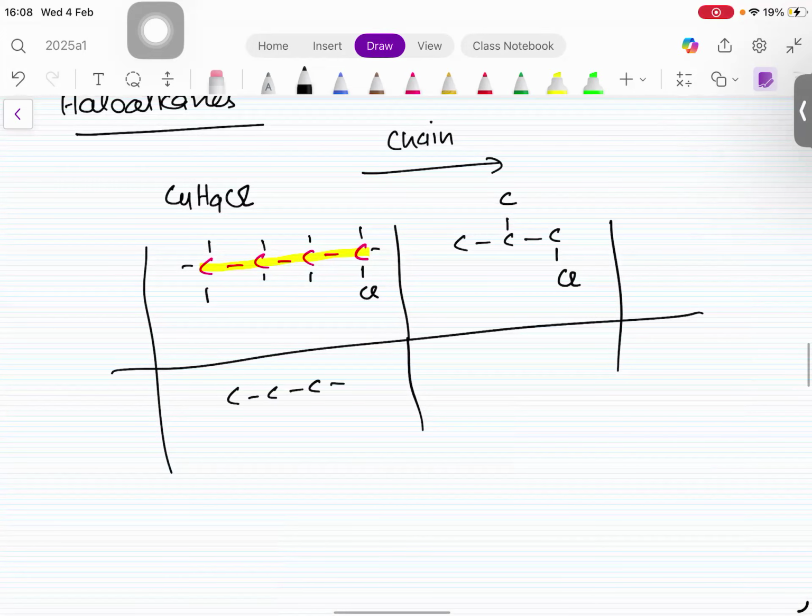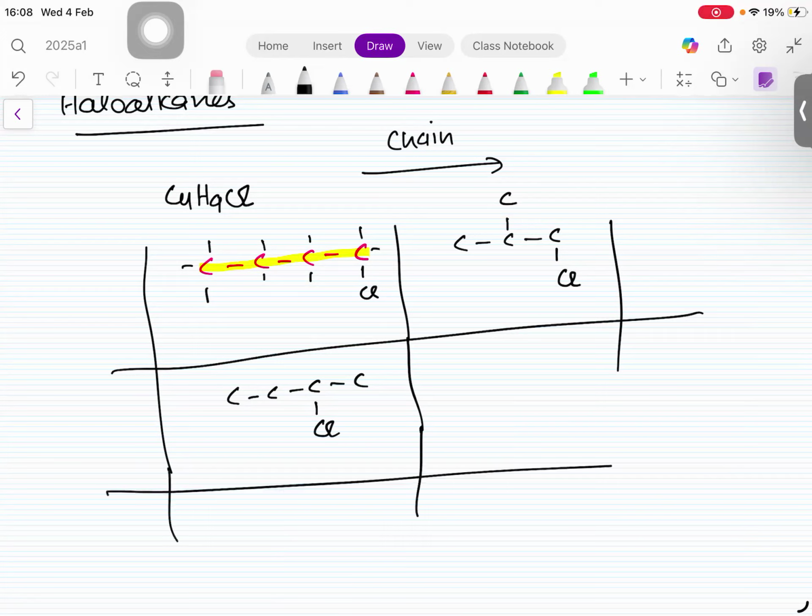1, 2, 3, 4. So Cl moved here. That was 1 chlorobutane, and this is what? 2 chlorobutane. If I even move it further, it won't make a new isomer. On the other hand, I can make changes in the second one. That was 1 chloro 2 methyl propane, and now which I have drawn right now, it is 2 chloro 2 methyl propane.